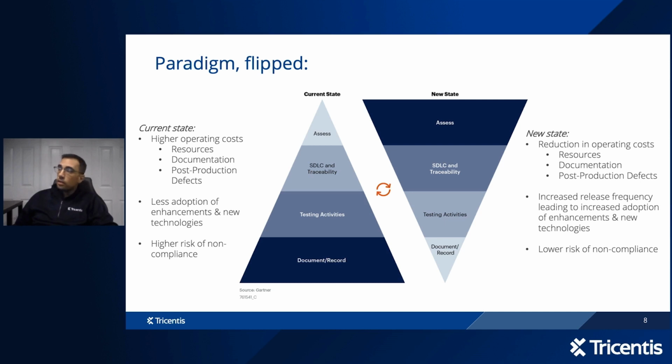When we look at the new state, there's a reduction in operating costs through resources, documentation, and post-production defects. We're able to reallocate those resources to different areas in the business where they can do high-value activities. You're going to see an increased release frequency, leading to increased adoption of new technologies, increased adoption of those enhancements that your team are looking to incorporate into your tools. And then you'll have a lower risk of non-compliance here. So anytime that you can remove the human element, human risk, human error from this equation, the better chance that you have of having a lower risk of non-conformance.